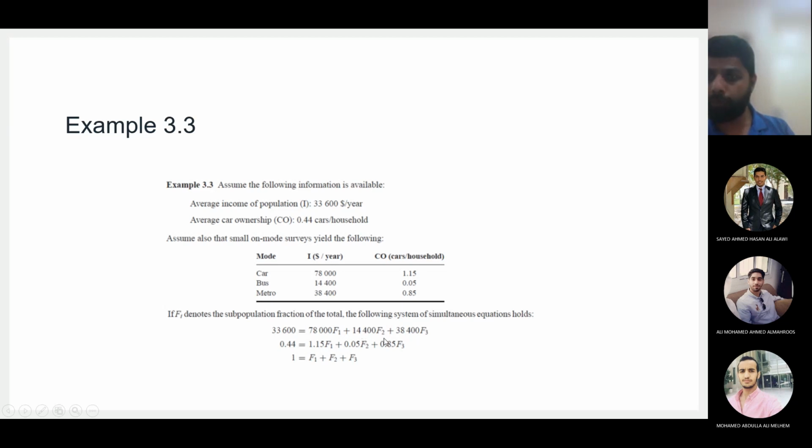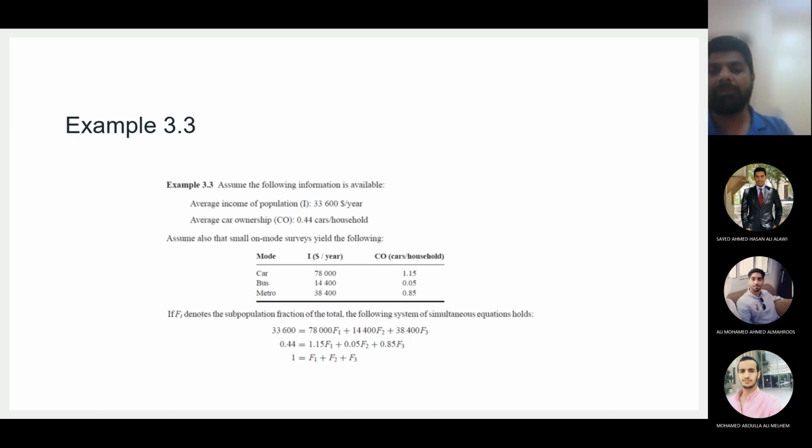What is F2? The fraction of bus users in the entire population. And then again, the average income of metro users into F3, and F3 is the fraction of people in the entire population who are metro users. Okay, and then they do the same thing for car ownership as well. This is the overall average, and this is for car, this is for bus users, and this is for metro users. And again, F1 means fraction of car users, F2 means fraction of bus users, F3 means fraction of metro users.